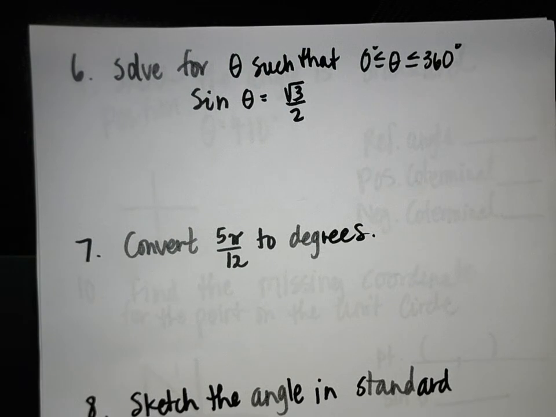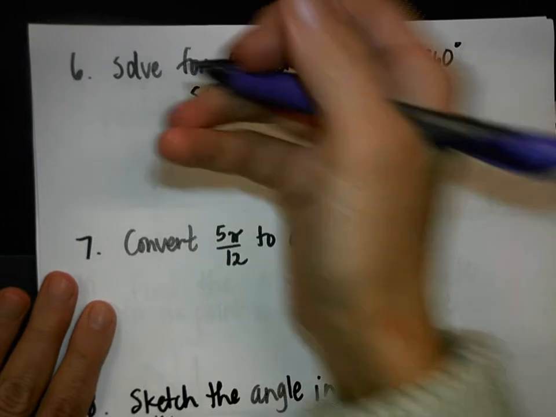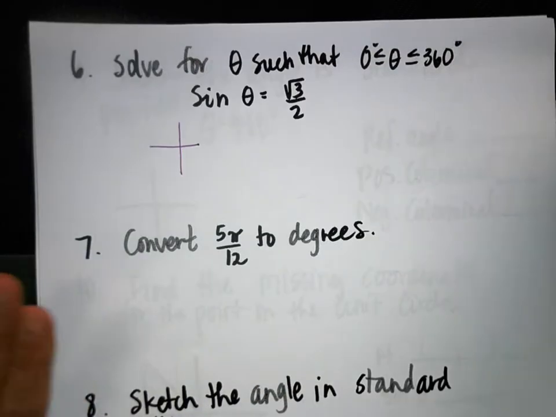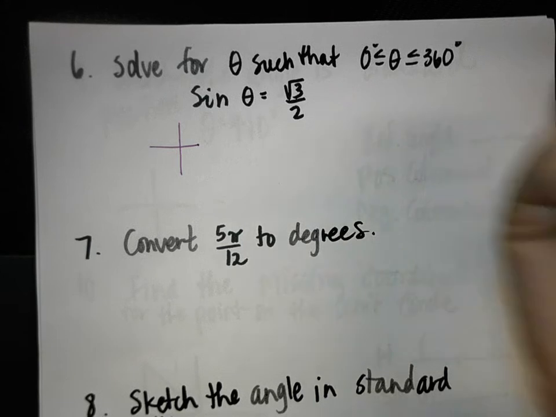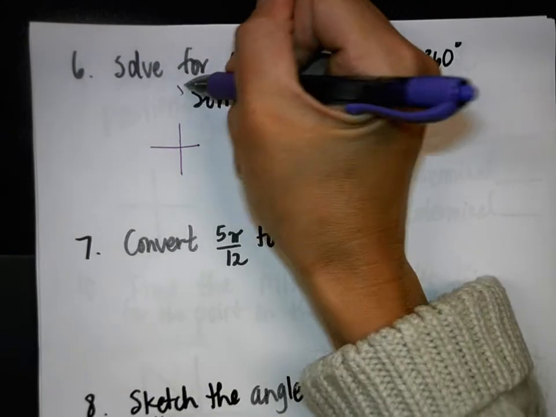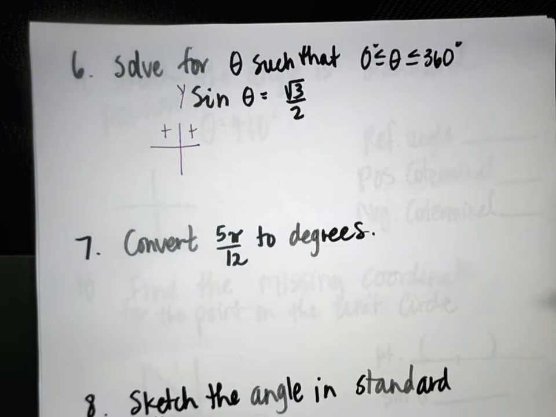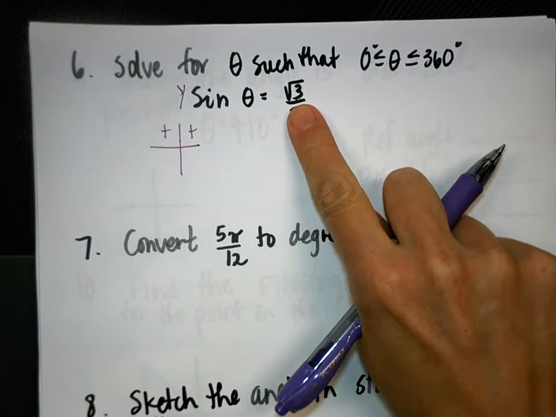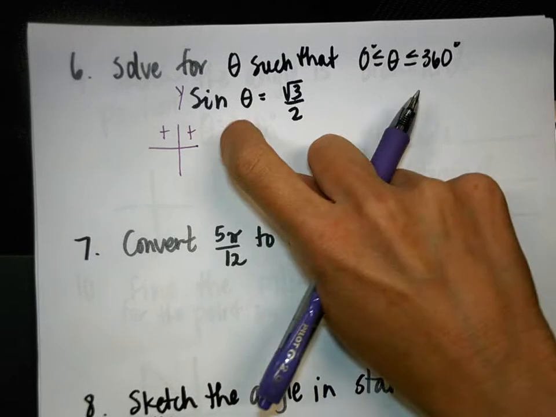First of all, right now this is saying sine is positive. So if we're thinking about our coordinate plane here, or our unit circle, where is sine positive? Well, we know that sine is dealing with the y values, and so y is positive in quadrants 1 and 2. So that means I'm going to have a value that gives me y is root 3 over 2 in both quadrant 1 and quadrant 2.